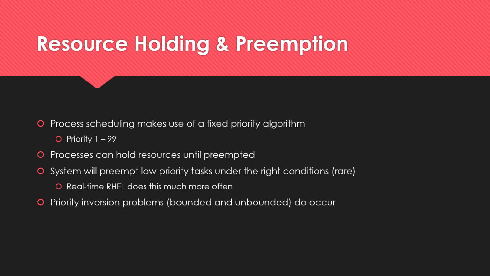Red Hat deals with both bounded priority inversion, where the low priority task's time with the resource is limited, and unbounded priority inversion, where hold and wait allocation occurs. By way of contrast, again, real-time RHEL only faces problems with the former, the bounded priority inversion, thanks to fine-grained locking control and much stronger preemption.